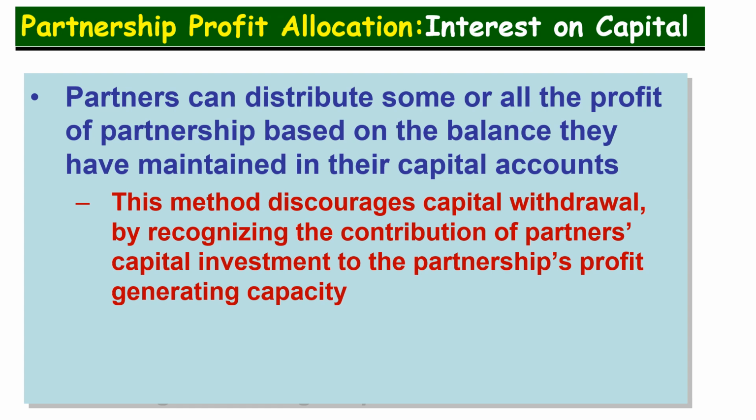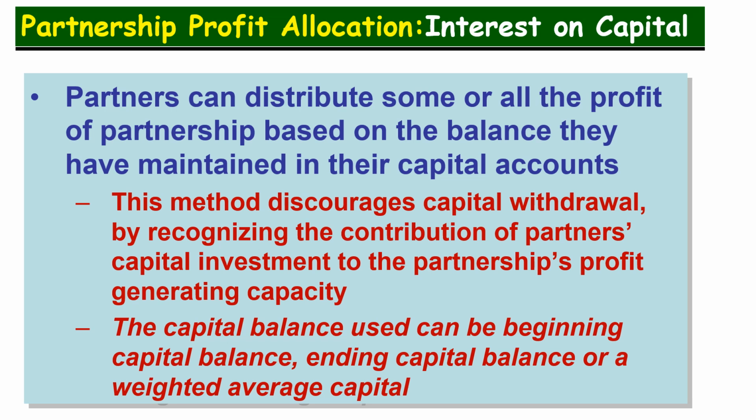So this will discourage the partners from withdrawing the capital, because they know that the profit will be distributed based on the interest on their capital. So if their capital is higher, they will get more of the profit. The capital balance that can be used will be the beginning balance, ending balance, or the weighted average capital. Let's take a look at an example.